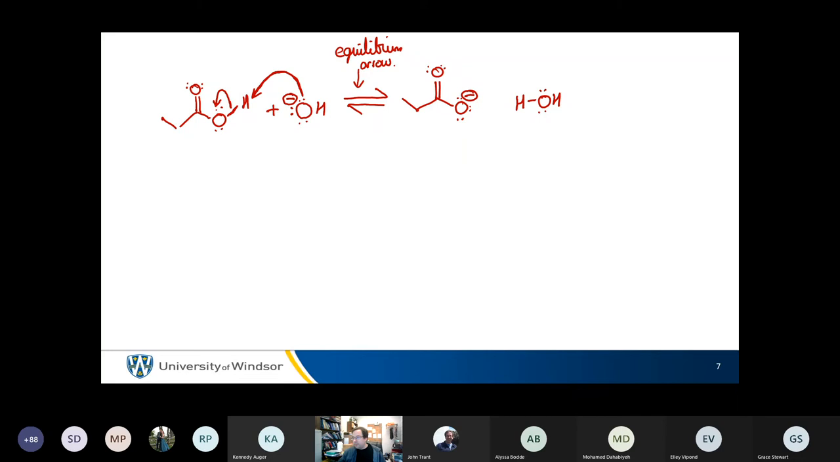What's the question in this example? The question is, which way does the equilibrium lie? Does the equilibrium lie towards the right or the left? Okay. So what I'm really asking there is, which side is more stable? Which side is lower energy? Molecules are lazy. Molecules will always go towards the more stable side.